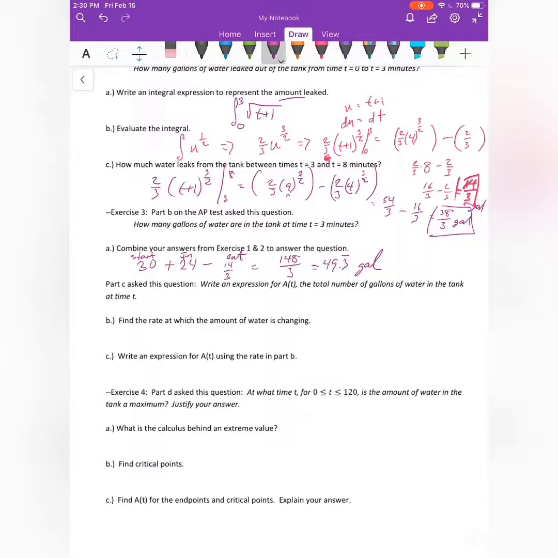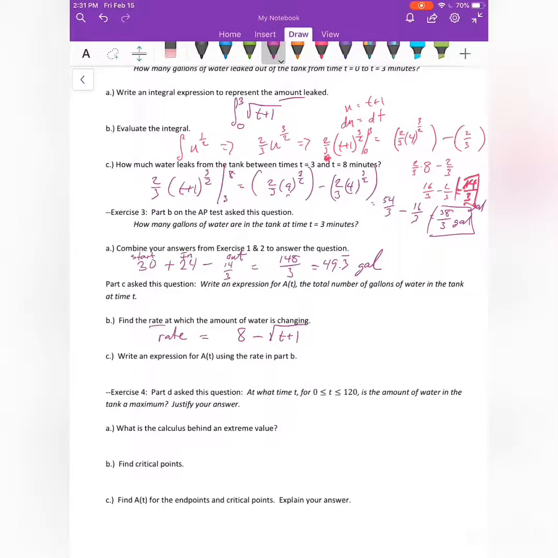All right, now moving on to a different part of this question. It says write an expression, let's call it A of t, for the total amount of gallons at any time. In order to do that, let's first find the rate at which the amount of water is changing. Let's call that just rate for now. The rate in is a positive 8 because there are 8 gallons per minute coming in, and we're going to subtract the rate that's going out, which was the square root of t plus 1.